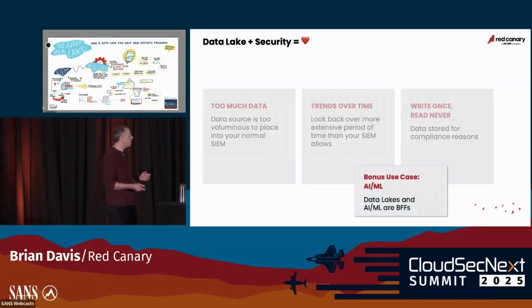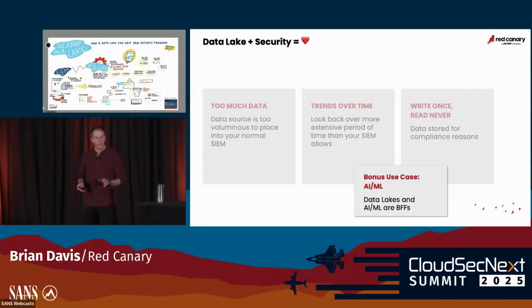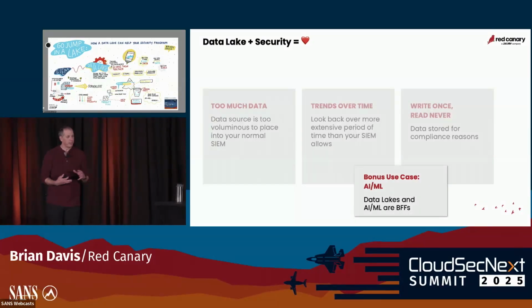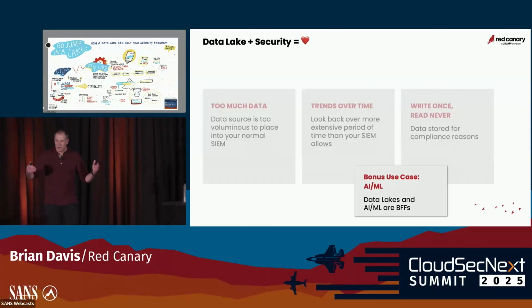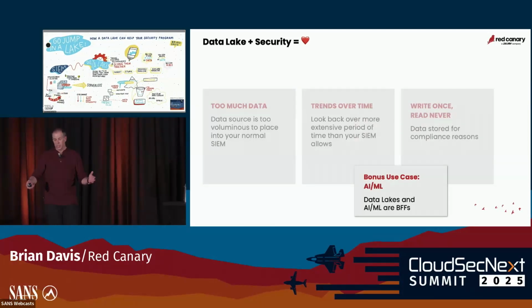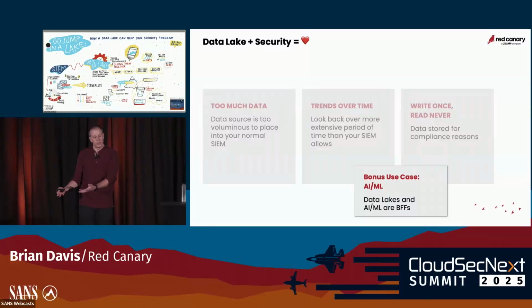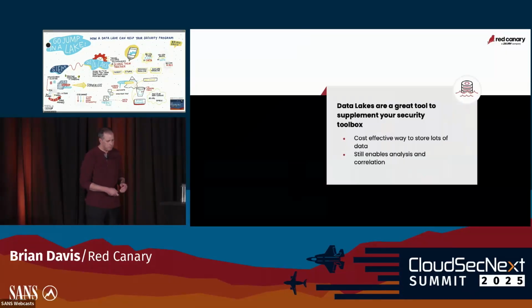And the last one, because it wouldn't be a good talk without talking about AI and ML, is that data lakes and AI and ML are like best friends. Because when you have that much data available, you can train a lot of machine learning models based on it. You can do a lot of AI related work with respect to it. And since you have it just sitting there accessible to you, you can use it for other use cases.